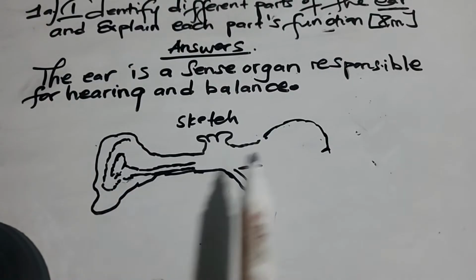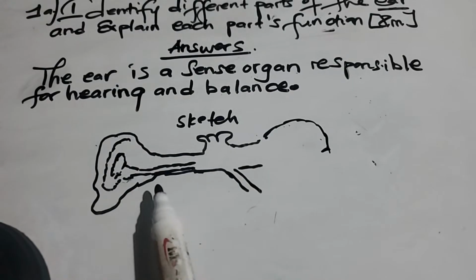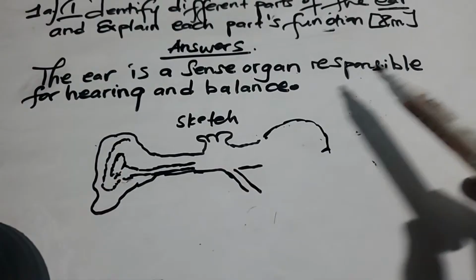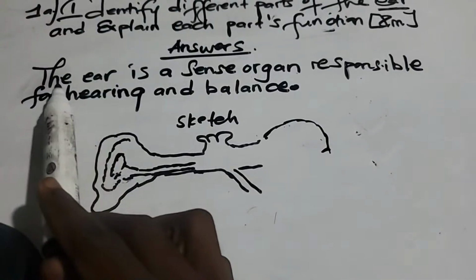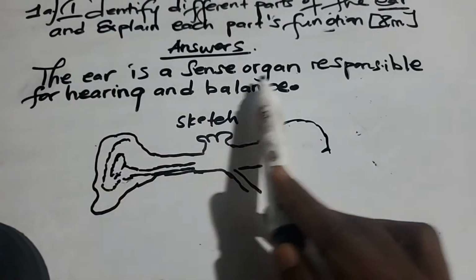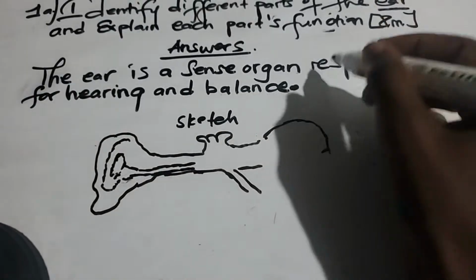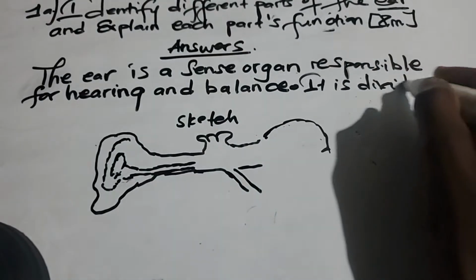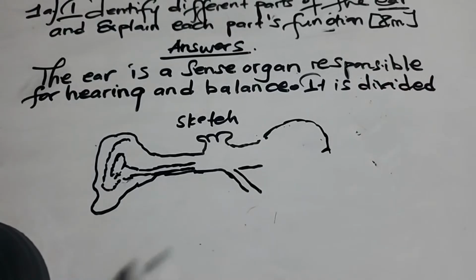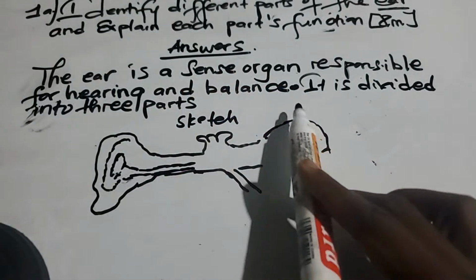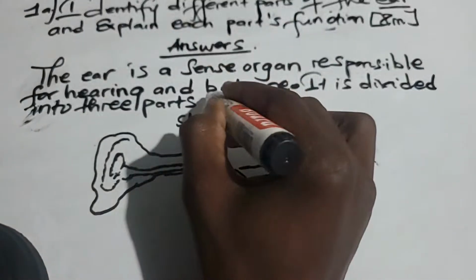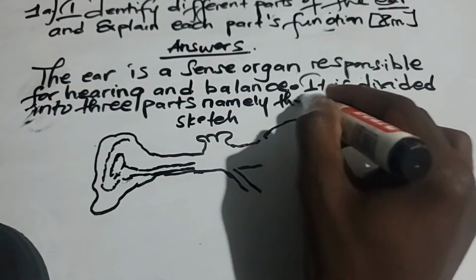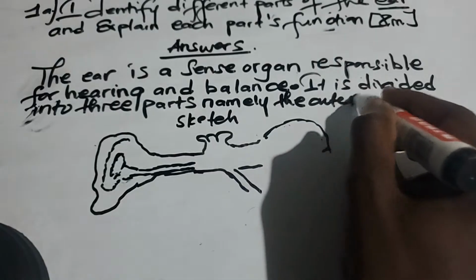So now here, this is a simple sketch. If you check very well, it is not complete. So you have to know that the sense organ, which is called the ear, is divided into three parts. So here we have written the ear is a sense organ responsible for hearing and balance. Then you end up saying it is divided. This is how you're going to write. You're going to say it is divided into three parts, namely the outer.